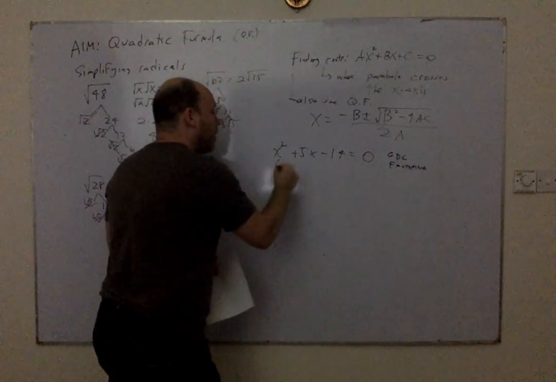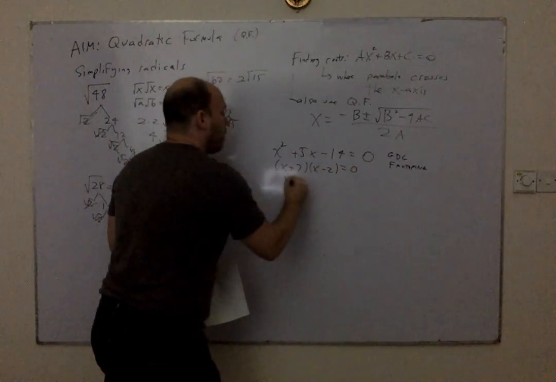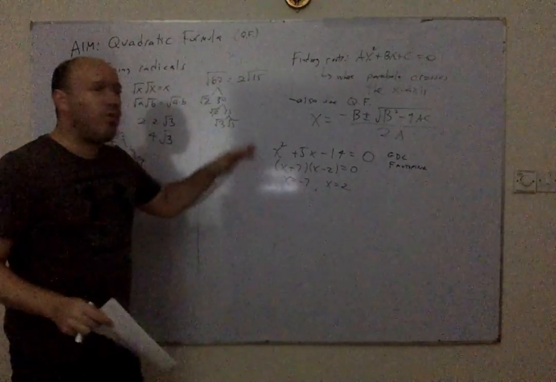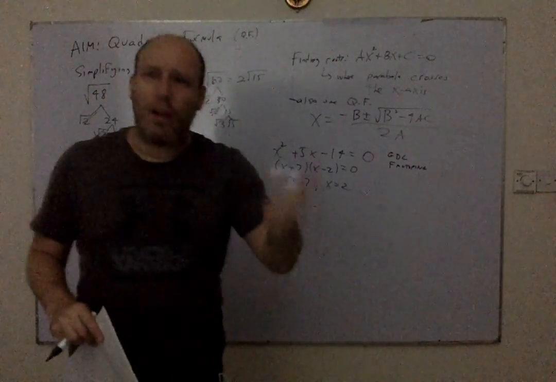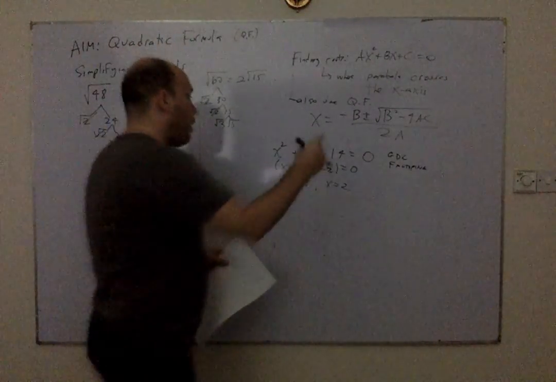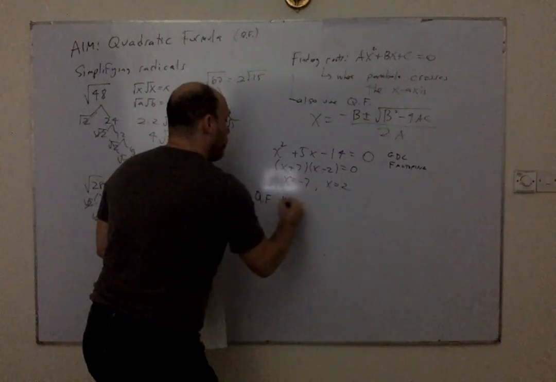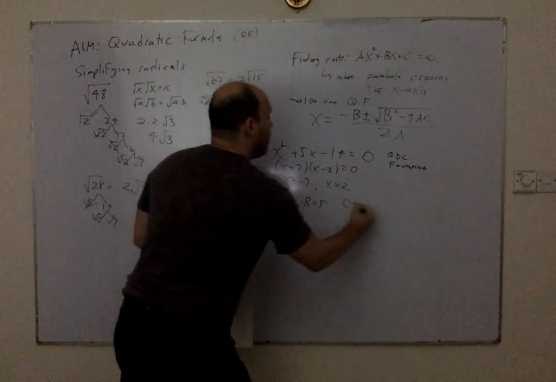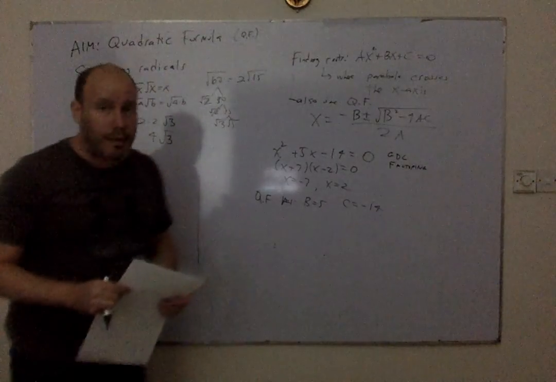If you use factoring, it's x plus 7, x minus 2 equals 0, so x equals negative 7 or x equals 2. Or now, if you don't like factoring, you're like, Mr. Adler, I never learned the calculator and I don't know how to factor, you can use the quadratic formula. My a is 1, my b is 5, and my c is negative 14, and you simply plug these numbers into the graphing calculator.